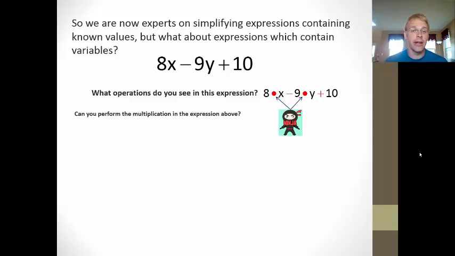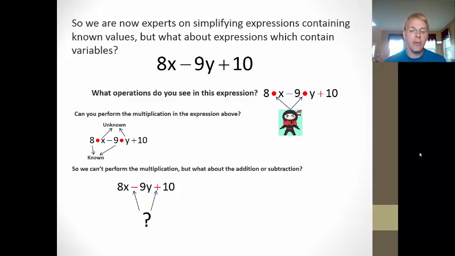So, now that we've identified our operations, let's ask the question, can I actually perform them? Can I actually simplify them? Well, with the multiplication, we can't. We can't take a known value like 8 and negative 9 and actually multiply that with a factor of a variable, x or y. We just have to leave them as they are, 8x and negative 9y, with a coefficient and a variable. So that brings us to the addition and subtraction. Can we actually combine these terms? Can I take the 8x and the negative 9y and combine them together? Can I take the negative 9y and the 10 and combine them together?